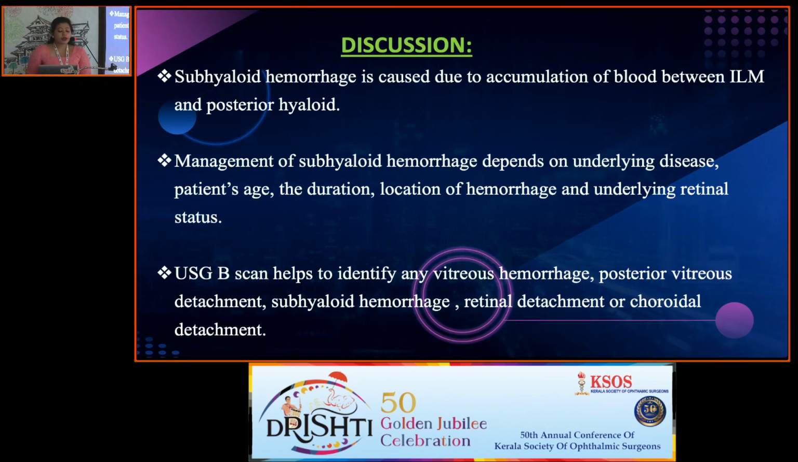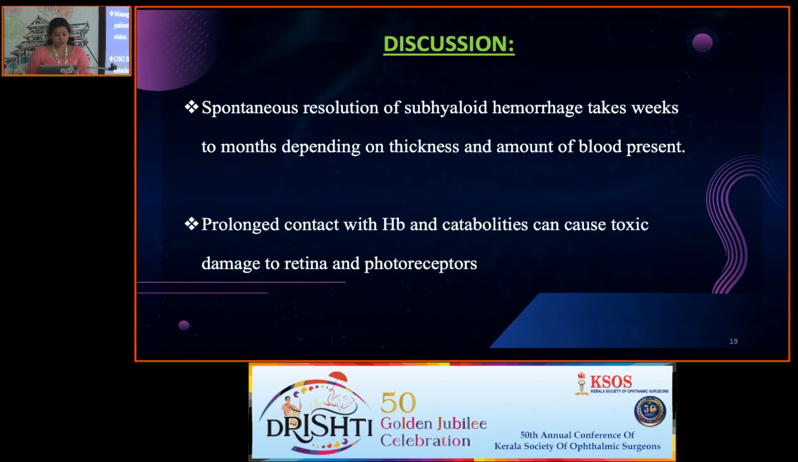Discussion. Subhyaloid hemorrhage is caused due to the accumulation of blood between the internal limiting membrane and the posterior hyaloid. Management of subhyaloid hemorrhage depends upon the underlying disease, patient's age, duration, location of hemorrhage, and the underlying retinal status. USG scan helps to identify any vitreous hemorrhage, PVD, subhyaloid hemorrhage, RD, or choroidal detachment.